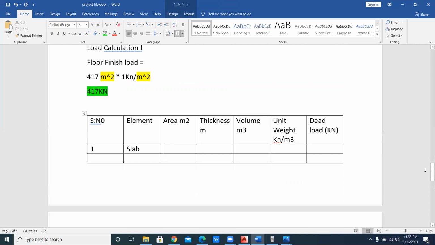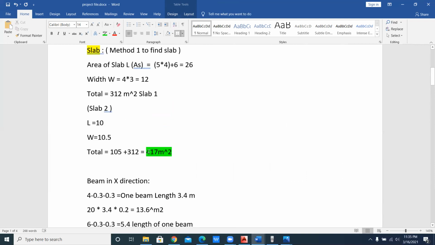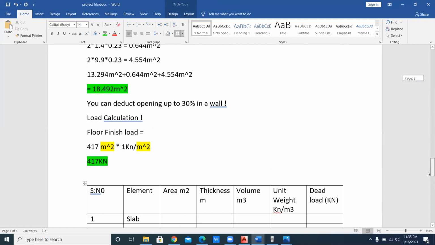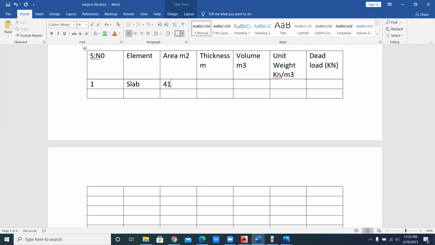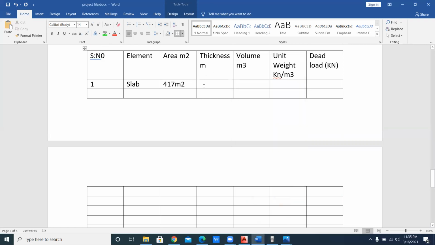So slab. First of all, you have to find out the area of the slab. As I come here, you will see here that is 417 square meter. Okay, that is 417 meters square. And come to the thickness here. Normally, you know that where we provide the slab thickness is 6 inch. So 6 divided by 12, that is 0.5, and divided by 3.28. So you have to provide here 150 mm.